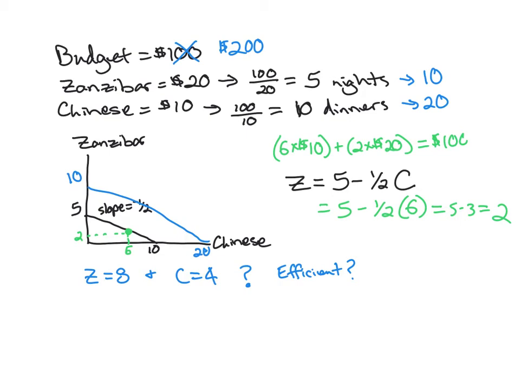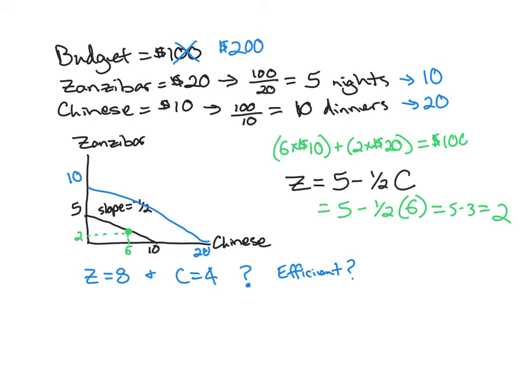If we're being inefficient, it means we can get, let's say, more Zanzibar trips without giving up any Chinese nights, and vice versa. We can get more Chinese nights without giving up any at Zanzibar. That would be an inefficient allocation of her budget. If she's being efficient, the only way to get more Zanzibar visits is to actually give up some Chinese nights, and vice versa. So let's determine whether this new allocation, 8 and 4, is possible and is it efficient.